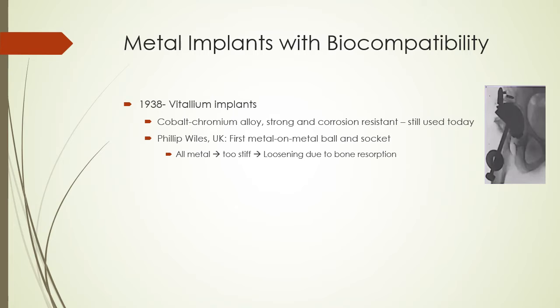But the problem with the design used by Dr. Wiles was that it was all metal. It was too stiff. You may have heard about stress shielding. When the device is too stiff, it shields the surrounding bone from stress, and as a biologic reaction, the bone is resorbed by the body, which caused significant loosening. He had two generations of this metal-on-metal design, and both failed because of loosening due to bone resorption.